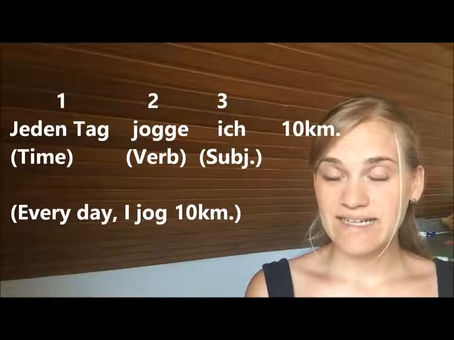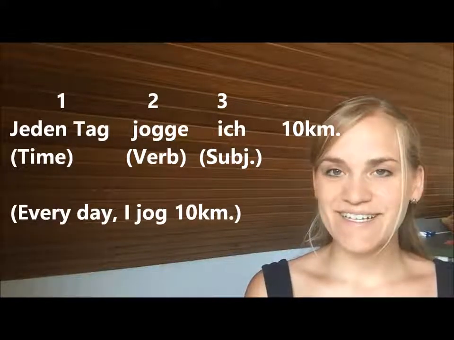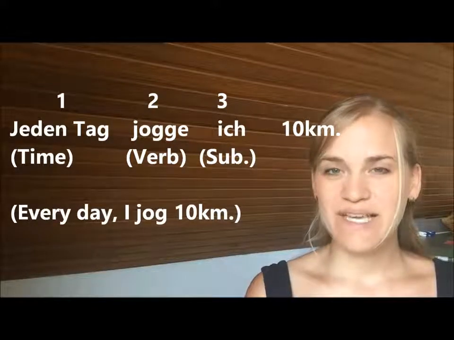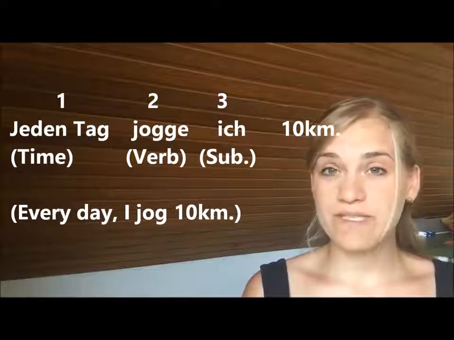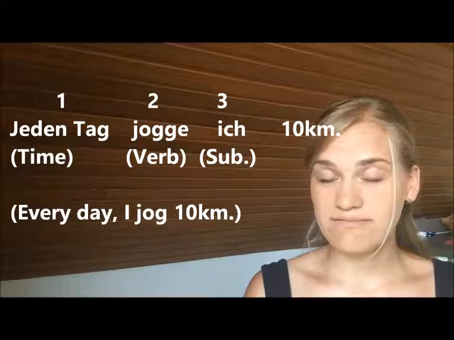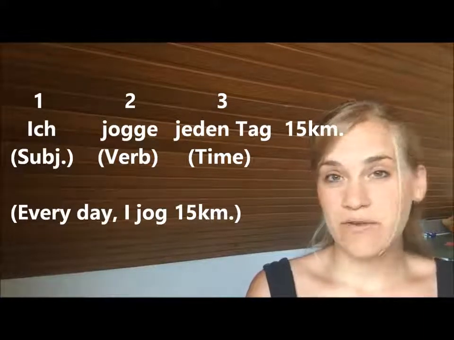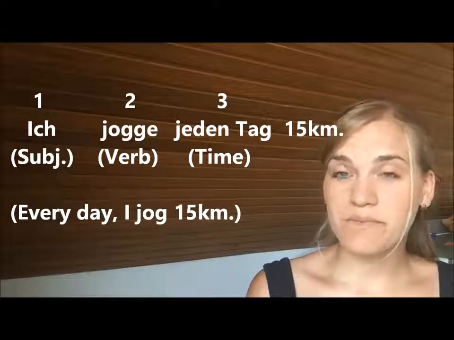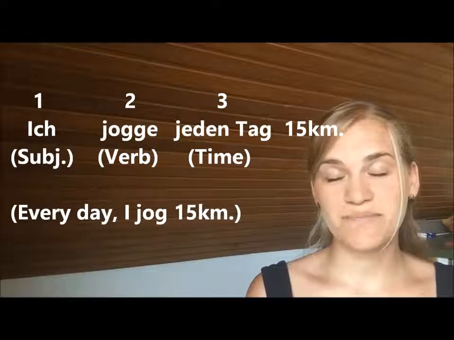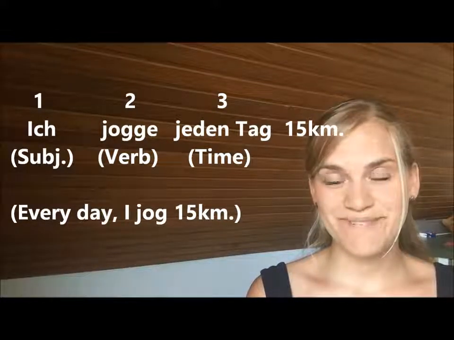I'll give you another example. Jeden Tag jogge ich 10 Kilometer. Yeah, I wish. So the first element, or the first position, is jeden Tag. The second position is jogge. And the third position is ich. So you can also say, ich jogge jeden Tag 15 Kilometer. It doesn't matter if you say, jeden Tag jogge ich 15 Kilometer, or ich jogge jeden Tag 15 Kilometer. It's the same thing. It's important that you keep the verb in the second position.